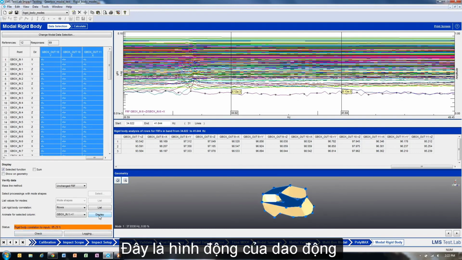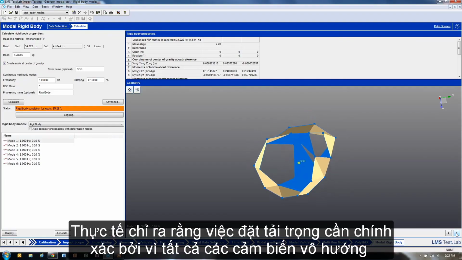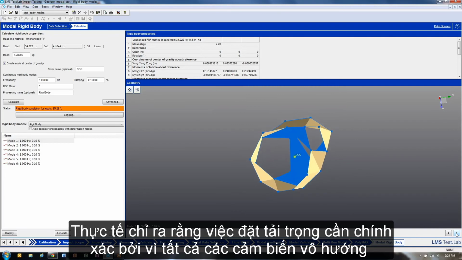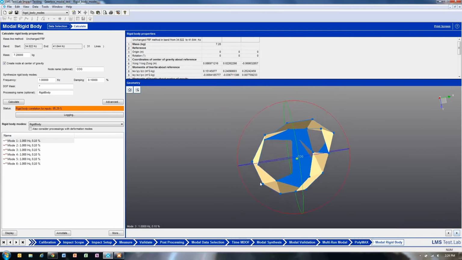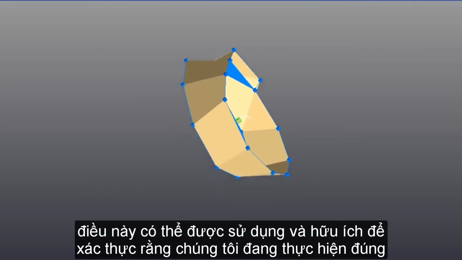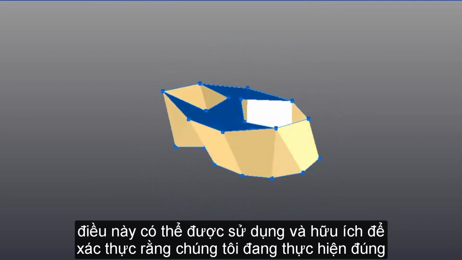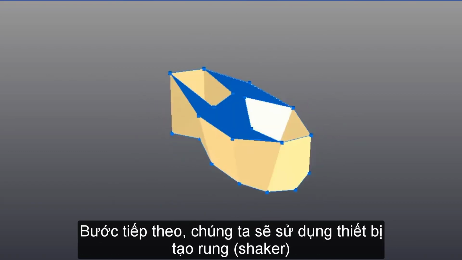The animation of the rigid body properties and the rigid body modes actually confirms that we did our channel setup correctly, because all the sensors in all directions are moving according to a rigid body mode. That can also be quite useful to validate if we made our channel setup correctly.